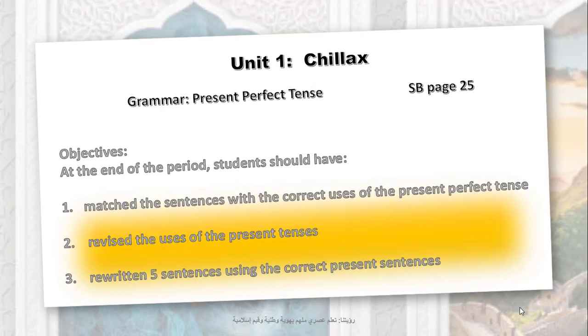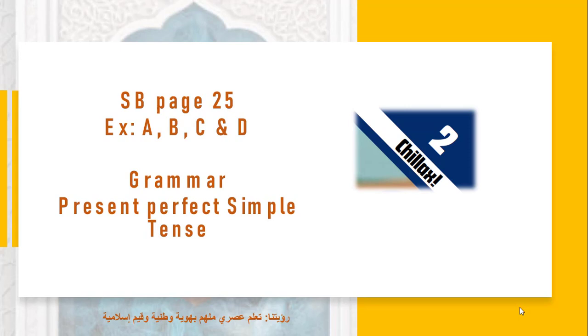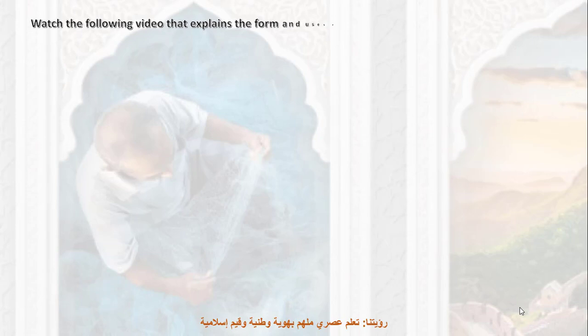Our objectives: at the end of the period, students should have matched the sentences with the correct uses of the present perfect tense. Number 2, revise the uses of the present tenses. Number 3, rewrite 5 sentences using the correct present sentences. Students Book page 25, exercises A, B, C, and D. Grammar, present perfect simple tense. Watch the following video that explains the form and uses of the present perfect tense, then do exercise A.